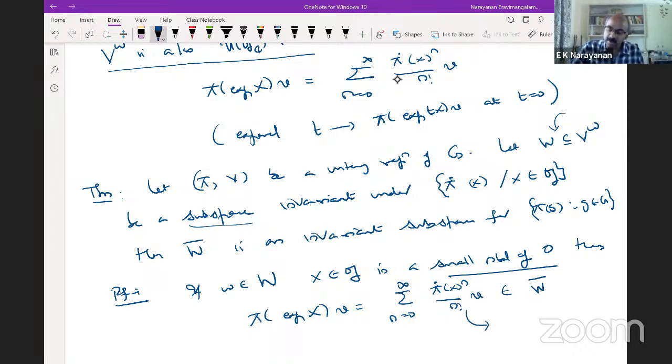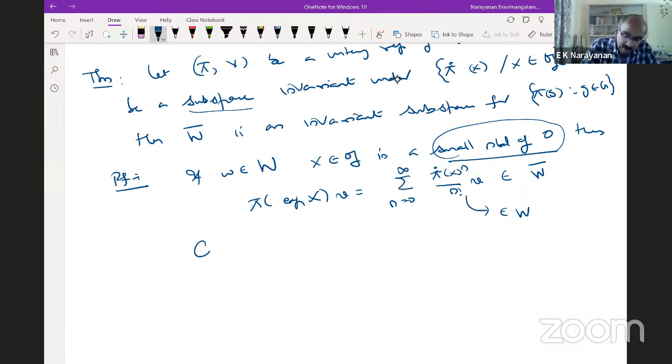and of course this will be in W bar, right? Because each of them is in W, right? Because W is invariant under pi dot of x for every x, right? So you can apply it as many times as you want. You will still be in W. So all of them are in W, but you are doing an infinite sum, so it will be in W closure, right? And if I have a small neighborhood of G which leaves W closure invariant, then all of G will leave W closure invariant, because a small neighborhood generates the whole G, right?